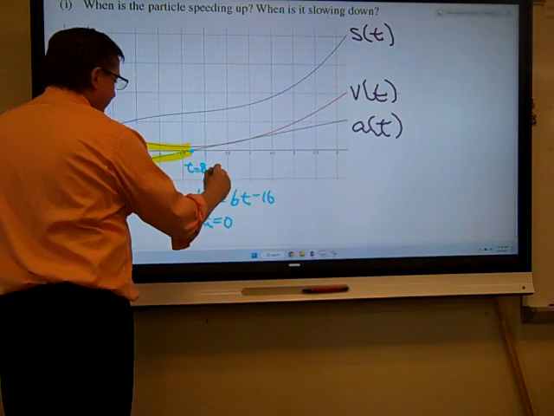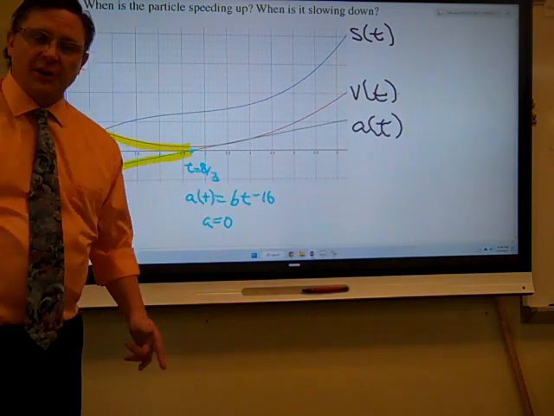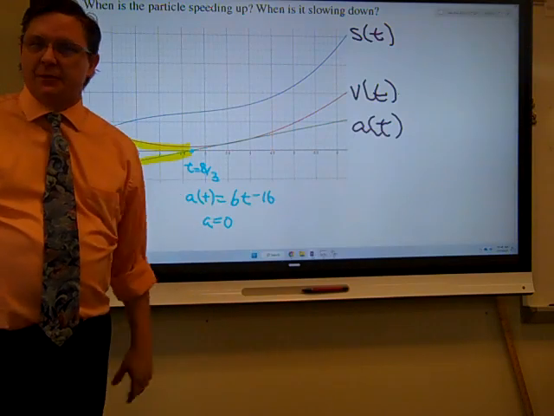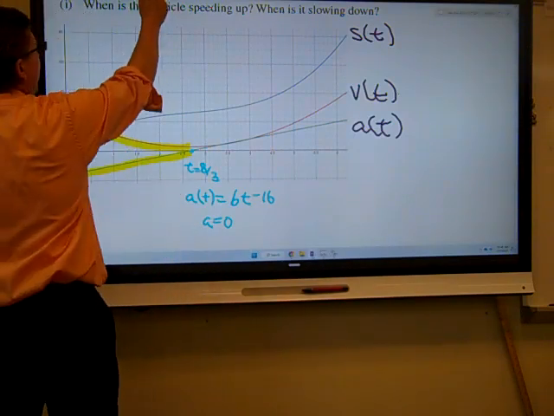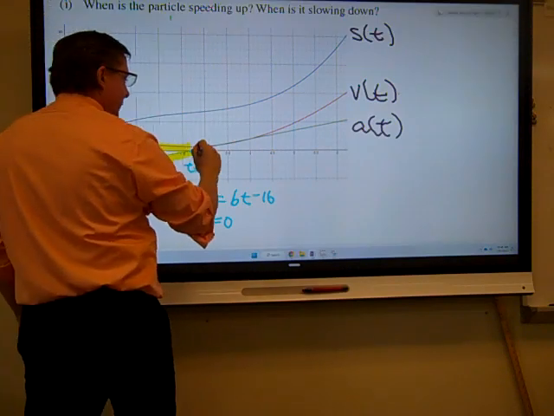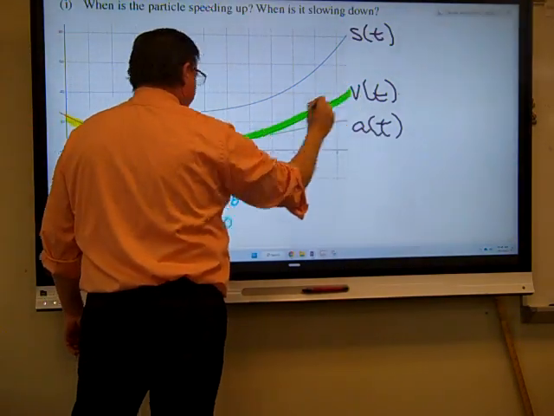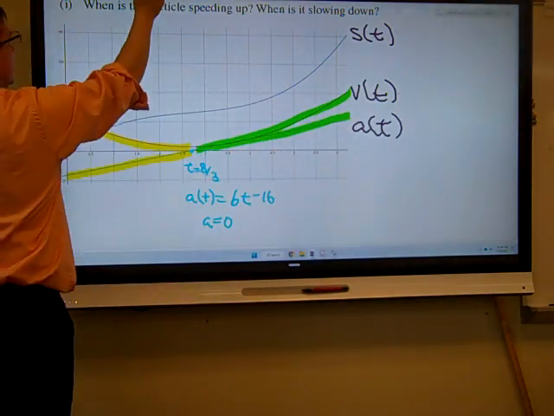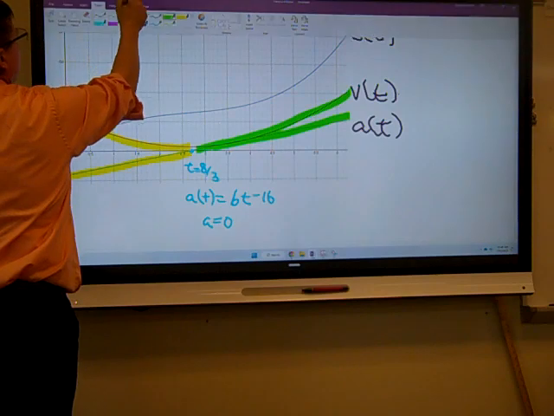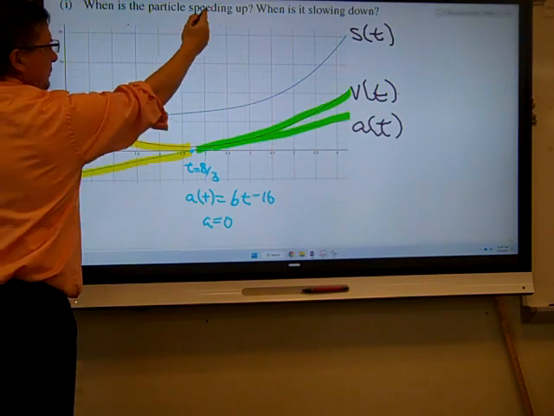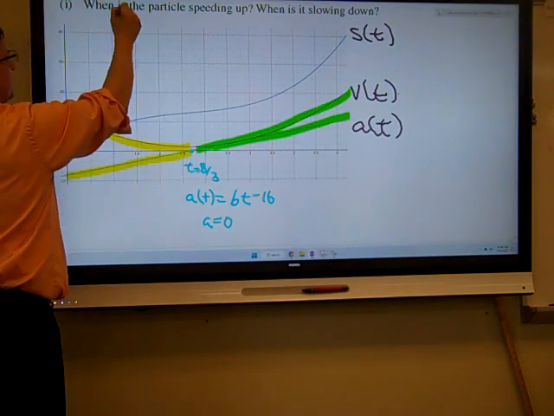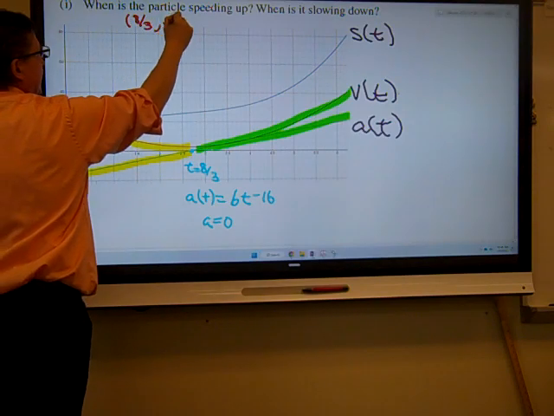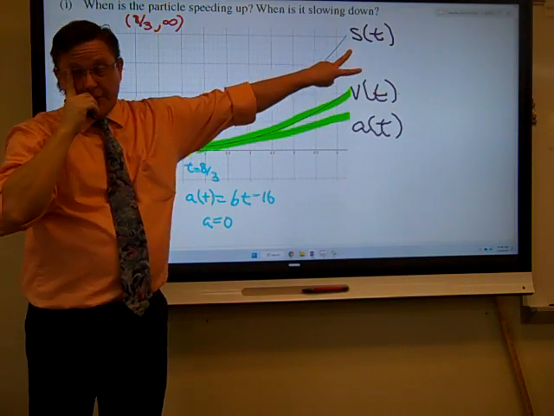All right, when acceleration is 0, velocity is not increasing or decreasing. You're just going at constant speed for an instant. But I will tell you, after that instant, we have a positive velocity and we have a positive acceleration, both going in the same direction. So when is the particle speeding up? It is speeding up from 8/3 to infinity, because you can see they both go off forever and ever.